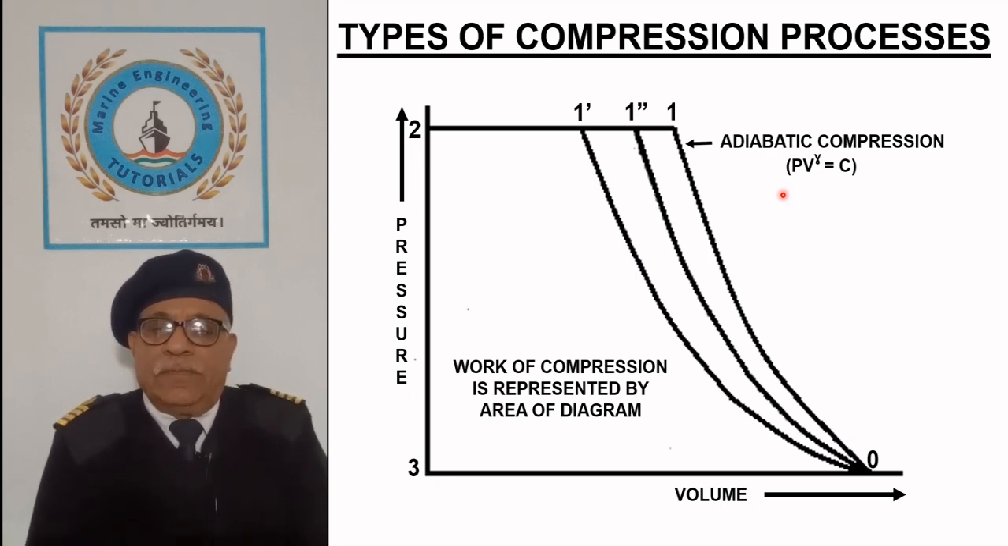Adiabatic process follows the law PV raised to power gamma is constant, where gamma is the ratio of specific heat of gas at constant pressure to specific heat of gas at constant volume, whose value is 1.405 for air. The work of the adiabatic compression is given by the area of curve 0, 1, 2, 3, 1.